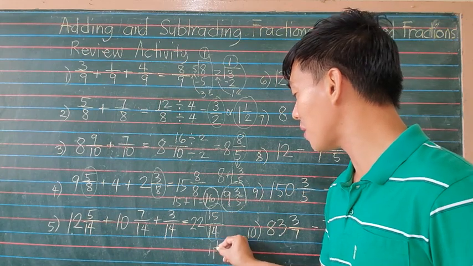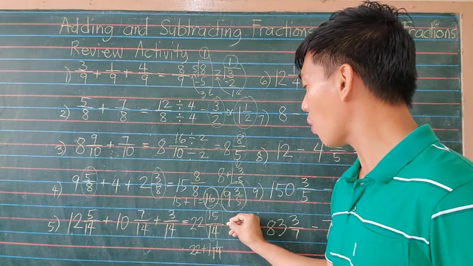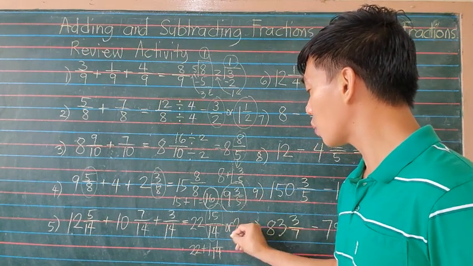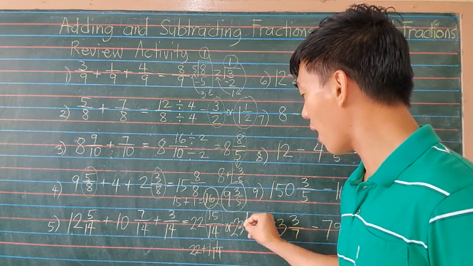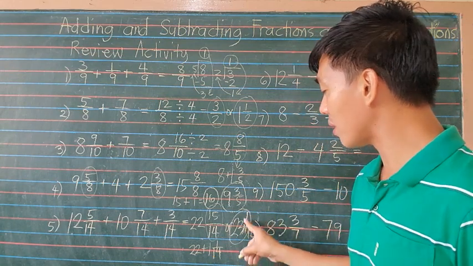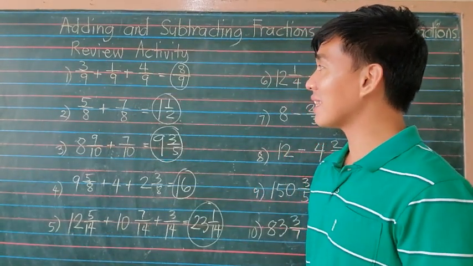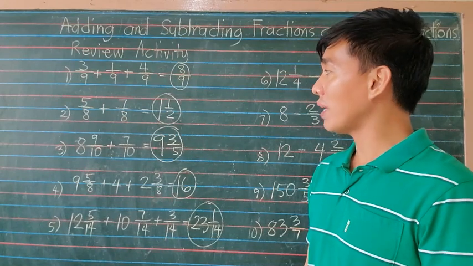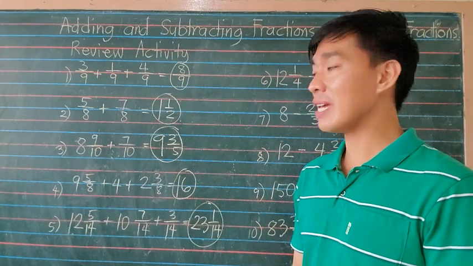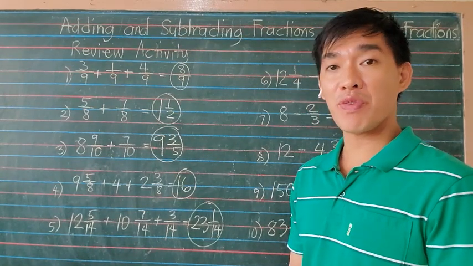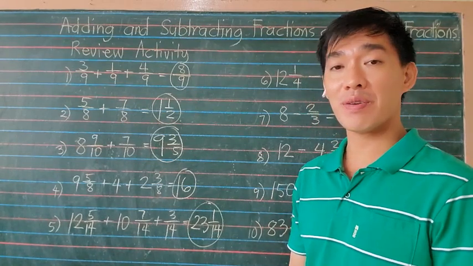Then, copy the denominator 14. Then, of course, you combine the whole number 22. So, our final answer is 23 because 22 plus 1 is 23 and 1 over 14. 23 and 1/14. To recap, our answers are 8 9ths for number 1, 1 and 1/2 for number 2, 9 and 3/5 for number 3, 16 for number 4, and 23 and 1/14 for number 5.